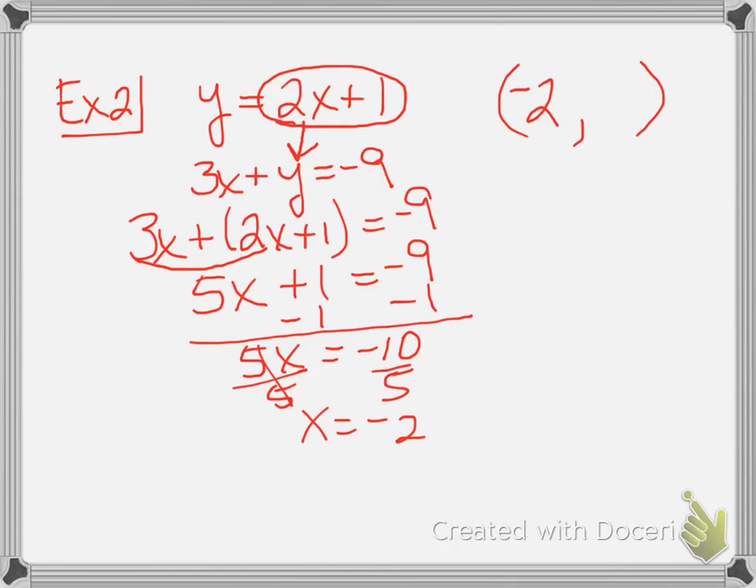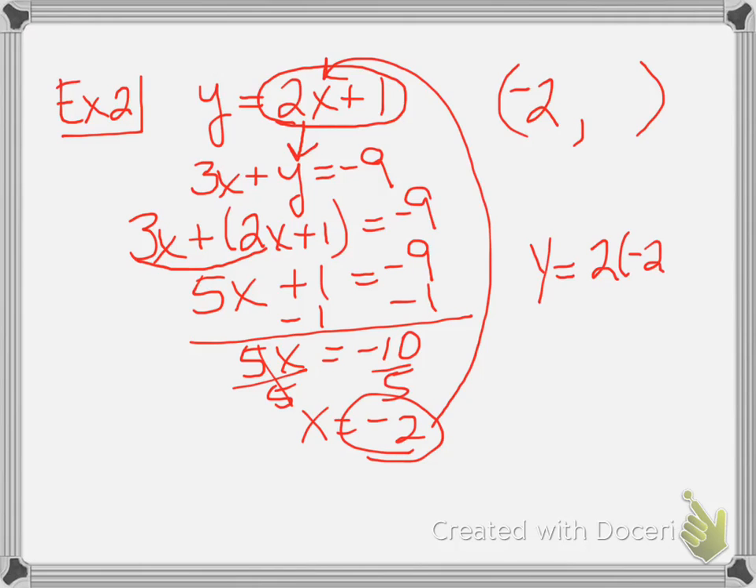So now I can fill in half of my answer: x is negative 2. Not quite done though. I've got to figure out the y that matches that negative 2 for x. So another substitution comes into play. I bring it all the way up here, so y equals 2 times negative 2 plus 1. Now I need to solve that. 2 times negative 2 is negative 4, plus 1, so y is negative 3. So my intersection point is (negative 2, negative 3). Questions about that?